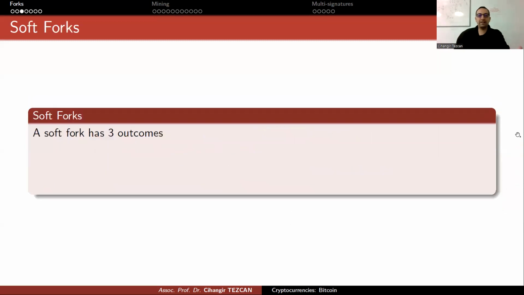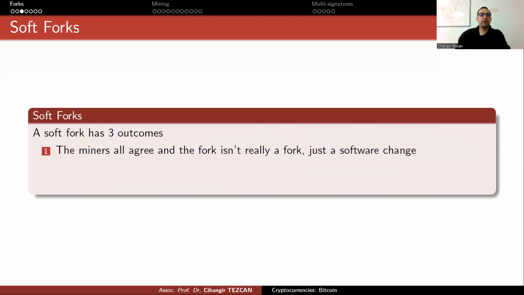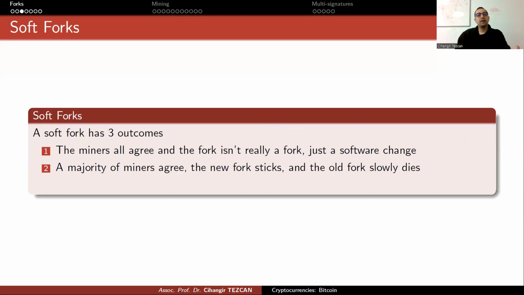So a soft fork actually has 3 outcomes. First, the miners all agree and the fork isn't really a fork, just a software change. Second, a majority of miners agree, the new fork sticks and the old fork slowly dies. So those people then say that, okay, this fork dies, so let's move on to the upgrade and keep working with the other people. Or a majority of miners disagree and the new fork dies. Okay, this is what happens with soft forks.